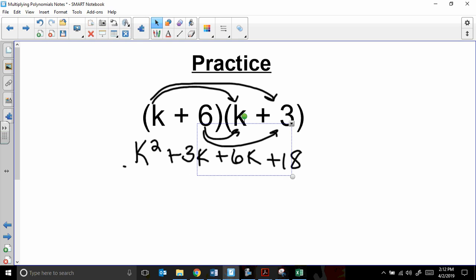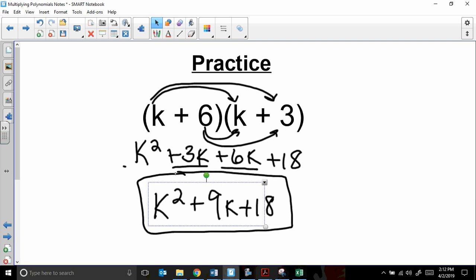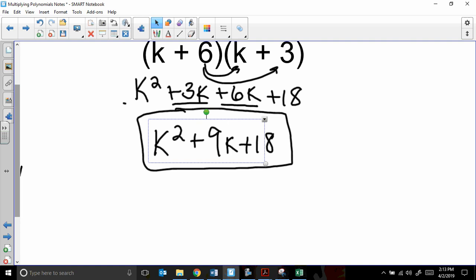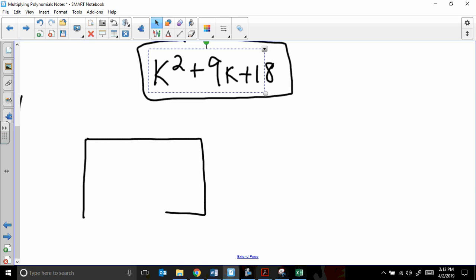And now we look, we're going to combine like terms here. So we have k squared plus 9k plus 18. Okay, and so here's our final answer. So now I'm going to do the same thing, same problem. Now I'm going to use the box method. So we got k plus 6 and k plus 3. And so we have a 2 by 2. So I'm going to just go ahead and draw my box.